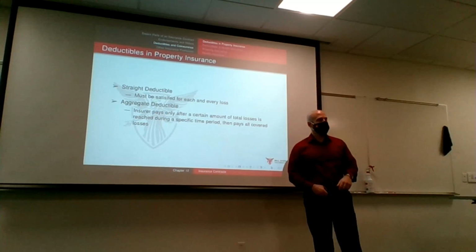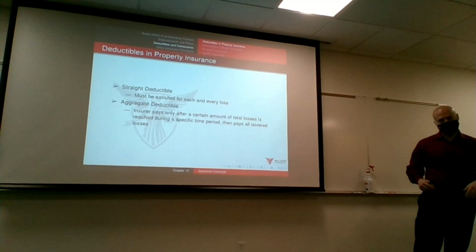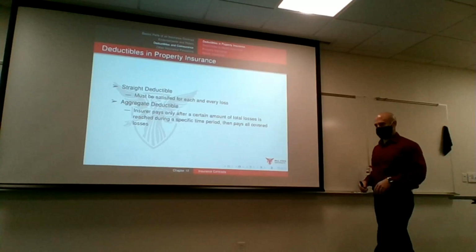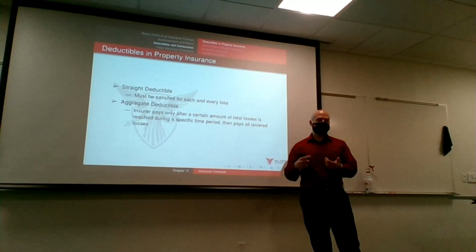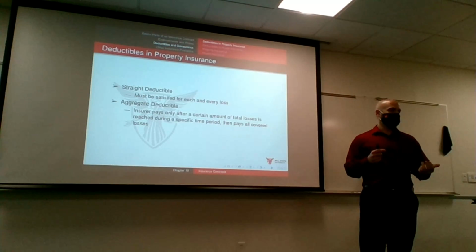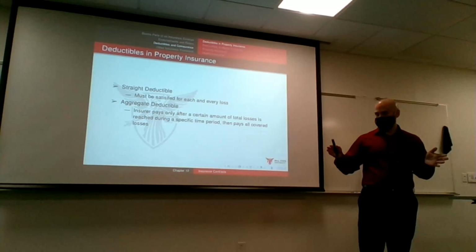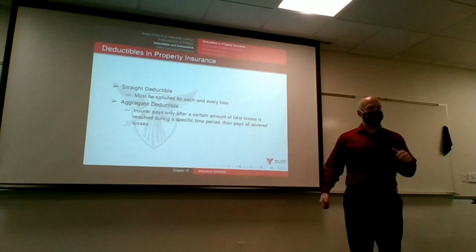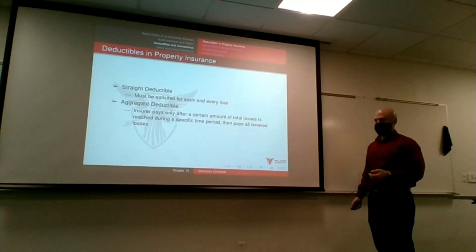With aggregate, this is for the policy period, and this is far more common in health insurance. So you have a $3,000 health insurance deductible. You don't have to hit that every time you go to the doctor or get an MRI or CT scan or surgery. Every time you pay for one of those covered losses, it adds up to that total deductible. Once you get over that, you've met it. Everything else is covered, ignoring coinsurance.